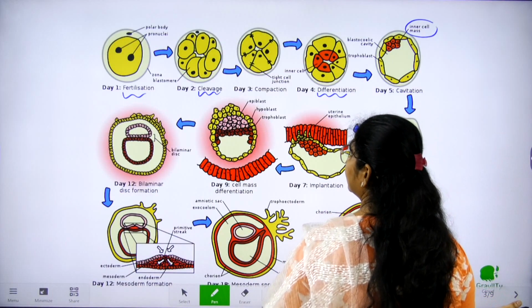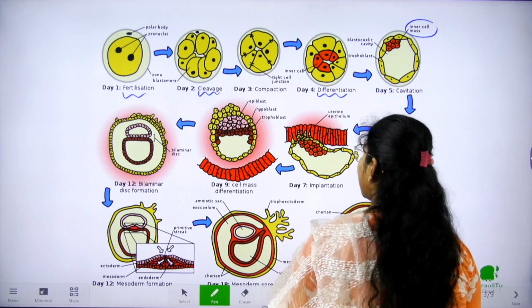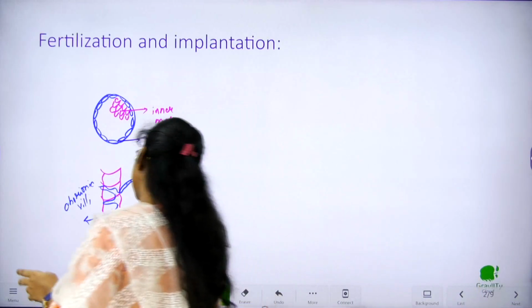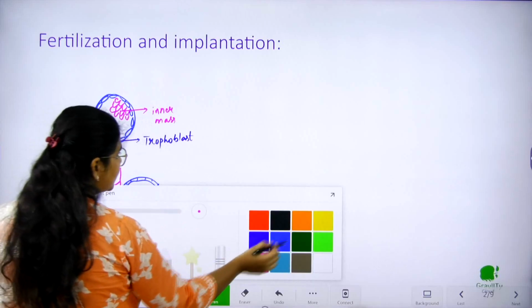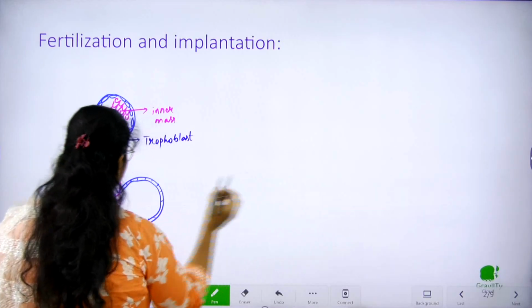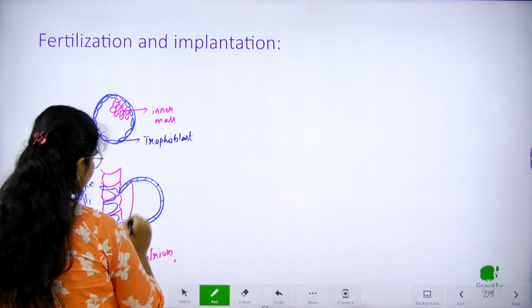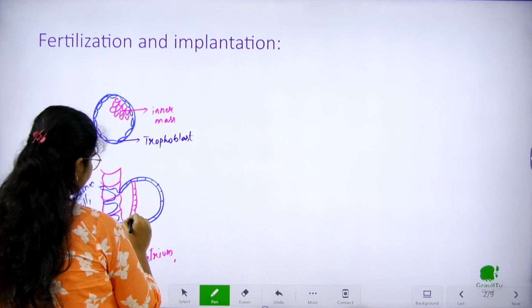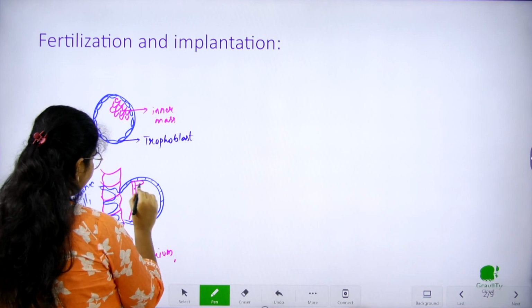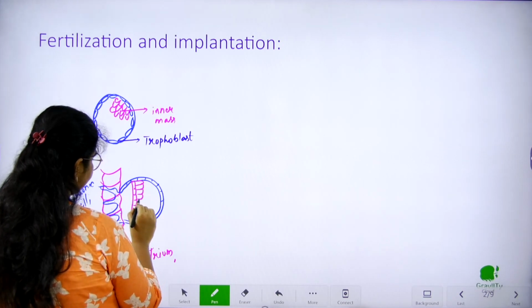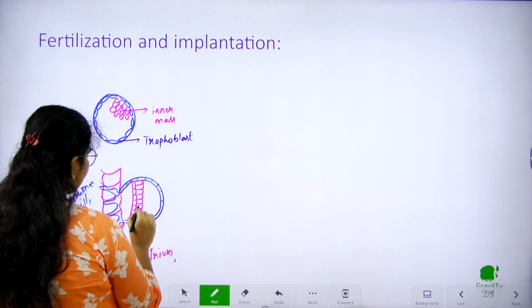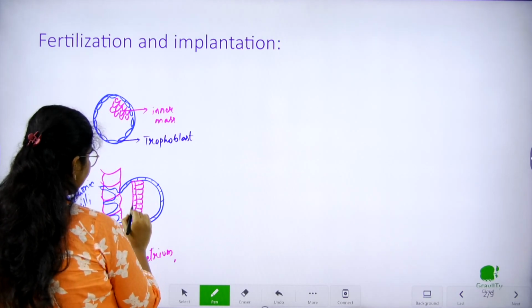Yes, now what's going to happen? The inner mass of cells will start forming layers, like you do have two layers. One will be the cuboidal cell layer and the other will be the columnar cell layer. The bottom one becomes cuboidal and the outer one becomes the columnar cell layer.